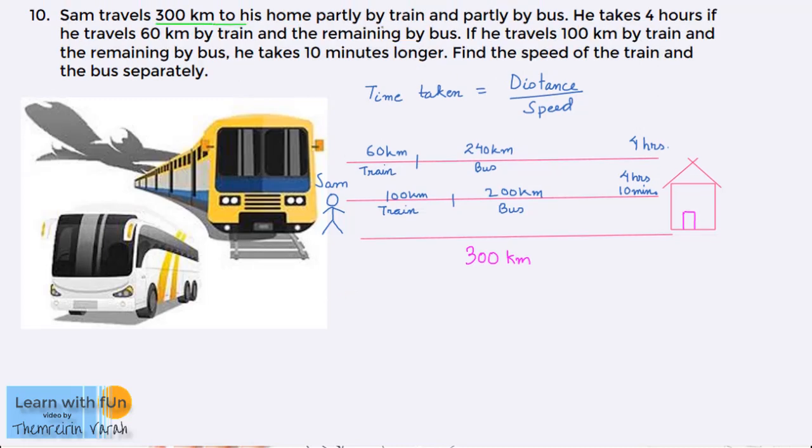Sam travels 300 kilometers to his home partly by train and partly by bus. He takes 4 hours if he travels 60 kilometers by train and the remaining by bus. If he travels 100 kilometers by train and the remaining by bus, he takes 10 minutes longer. Find the speed of the train and the bus separately.